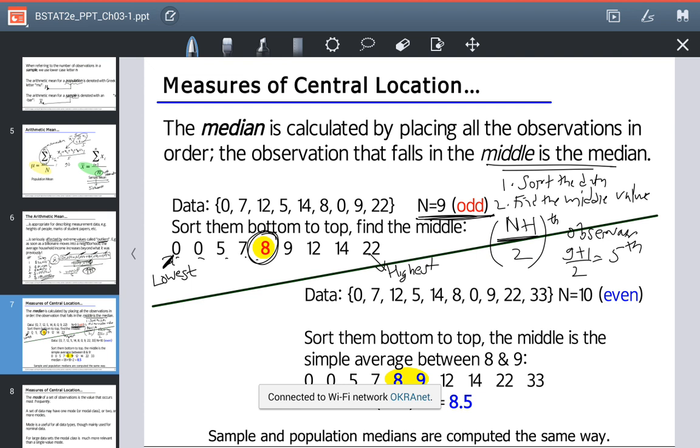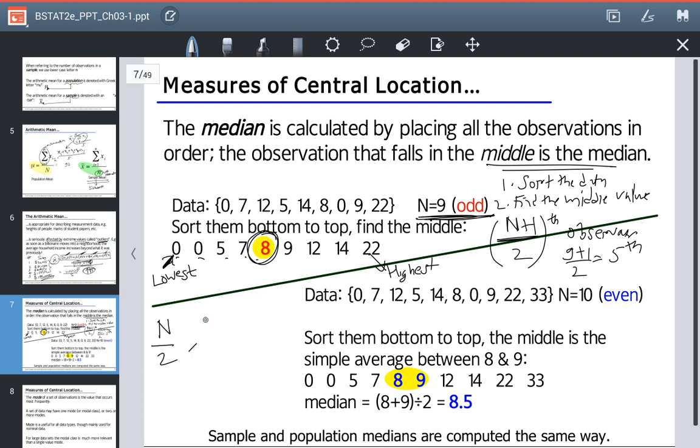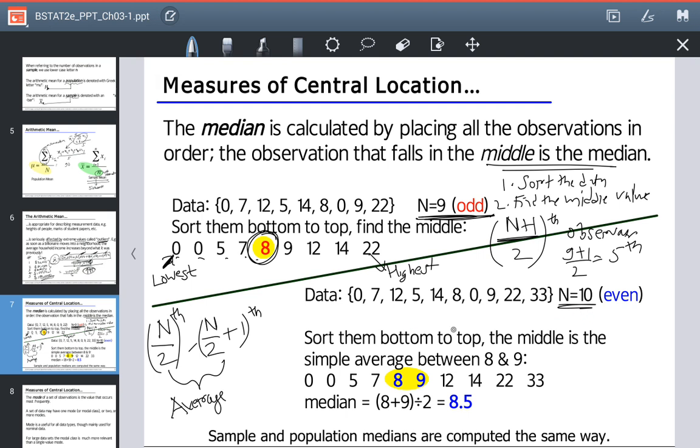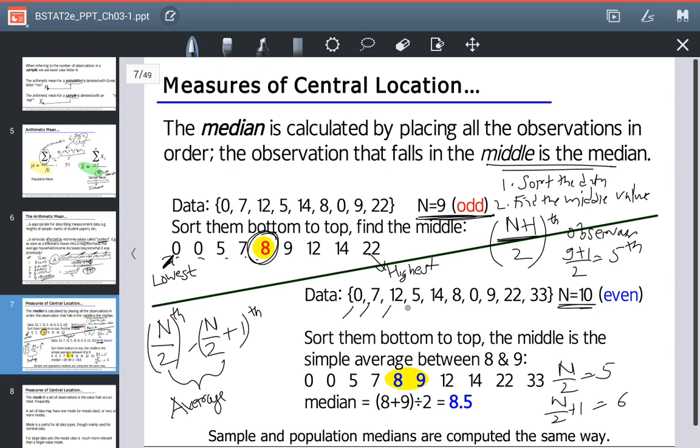Okay, it becomes slightly tricky when n is even. So when n is even, there are two middle values. The first middle value is the n over 2th observation. The second middle value is the n over 2 plus 1th observation. So we take the average of those two values, and this will give you the median. So here, how many observations are there? 10. We look at n over 2, that's equal to 5, and n over 2 plus 1, that's equal to 6. So 1, 2, 3, 4, 5.